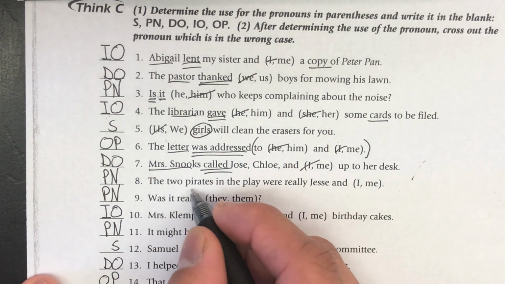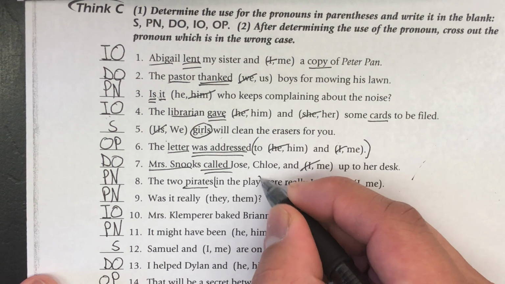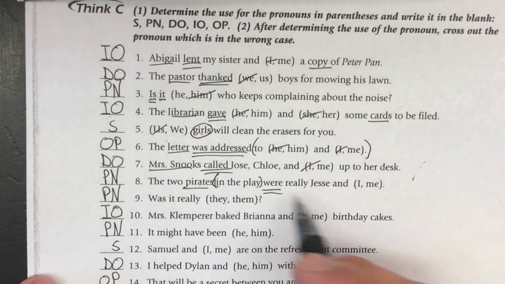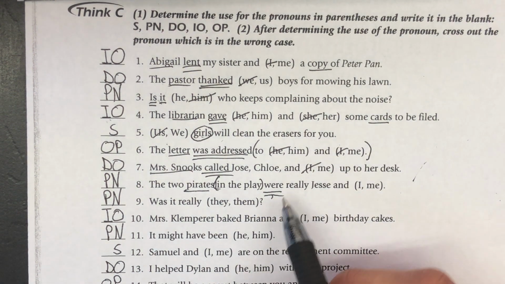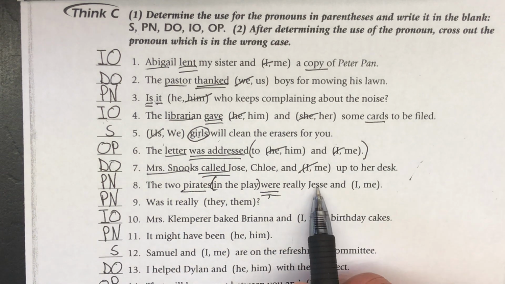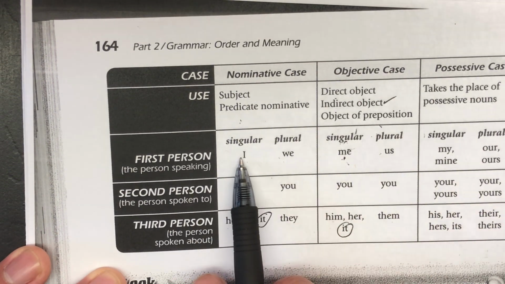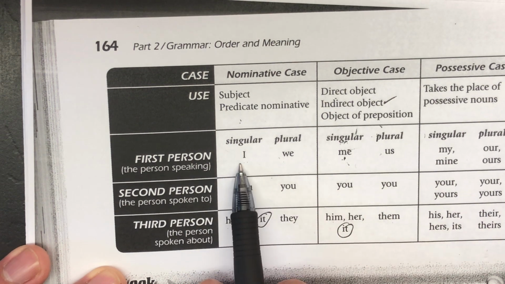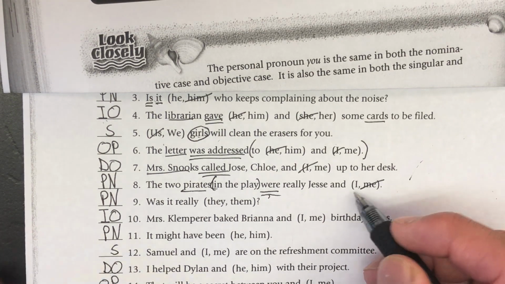So pirates is the subject. In the play, that's an object of a preposition. So were is the linking verb. Because it's a linking verb, now our antennas are out to detect a predicate nominative, and we found it. It's a compound predicate nominative. So because it's a predicate nominative, you would use the first person singular I. Were Jesse and I. So you would cross out me.